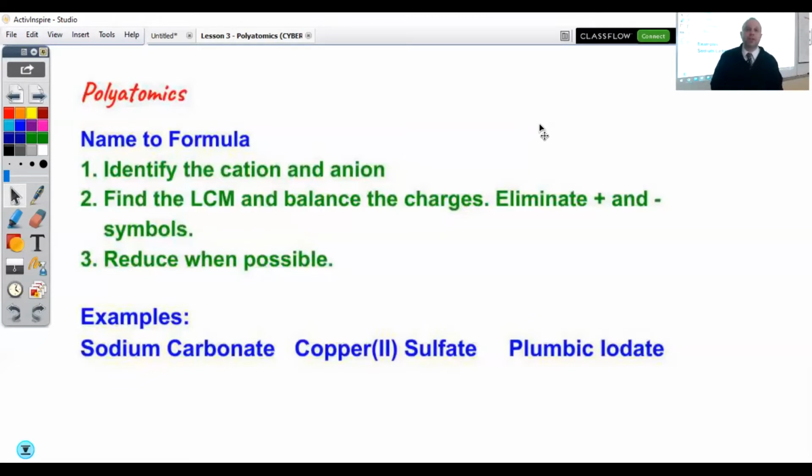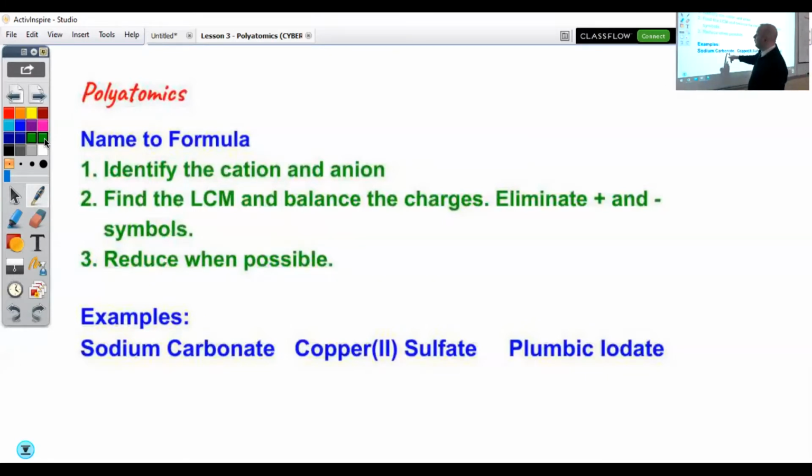So let's take a look at what we need to do here. The first part says to identify the cation and the anion. That's very similar to what we've been doing. The second step says to find the least common multiple and balance the charges. Again, this is no different than what we did with simple binary and divalent compounds. We're going to eliminate positive and negative symbols, and we'll reduce when possible. Let's take a look at our first example.